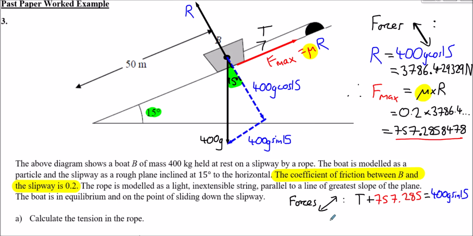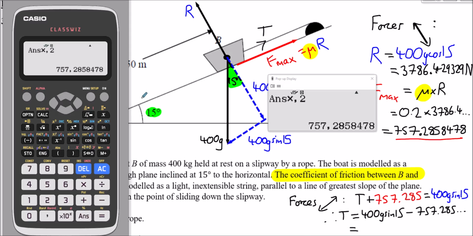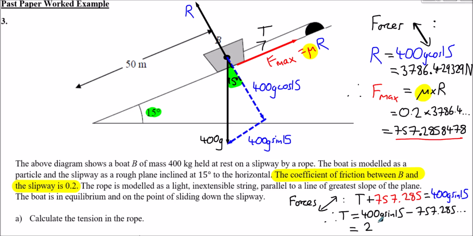So therefore, if we rearrange this, T equals 400g sine 15 minus 757.285 and so on and so forth. I'll leave that number stored in Ans because that's useful. So 400 multiplied by g, which is 9.8, multiplied by sine 15, minus that stored answer, gives me three significant figures, 257 newtons. And that's the tension in the string.